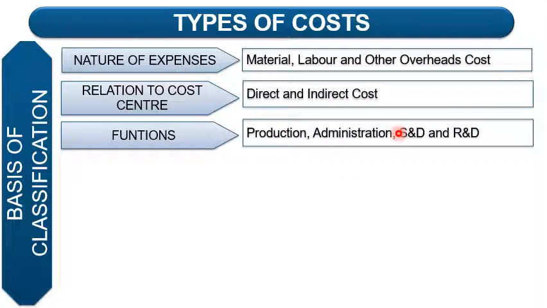Now next is function. Function is based on production, administrative, selling and distribution, and research and development. So the production cost is the comparison of all the direct and indirect costs incurred in the production of goods and services. Whereas the administrative cost includes the costs of management activity in the organization, that is electricity, stationery, telephone expenses, rent expenses, which are all included in the administrative cost.